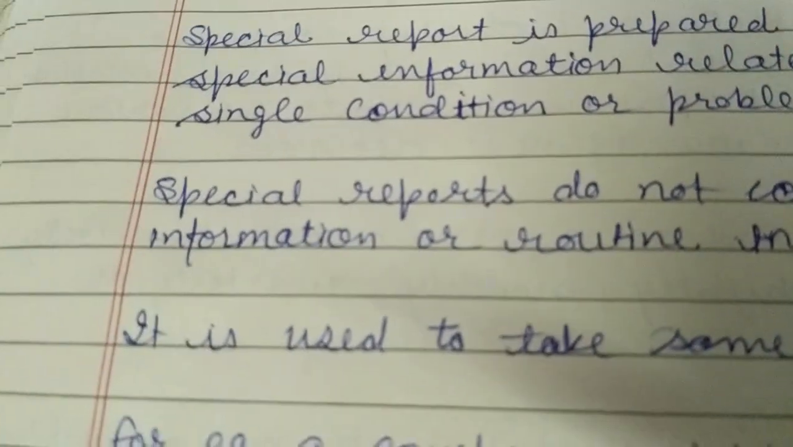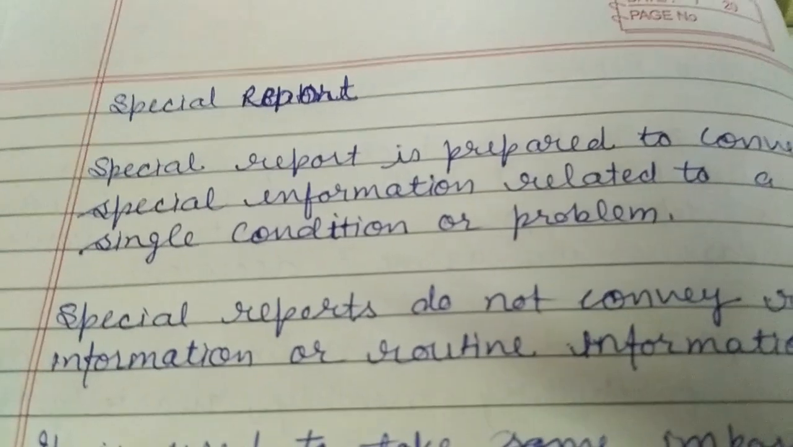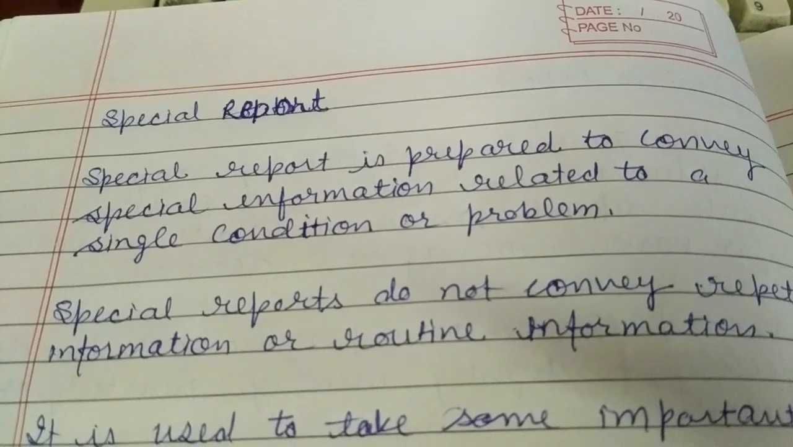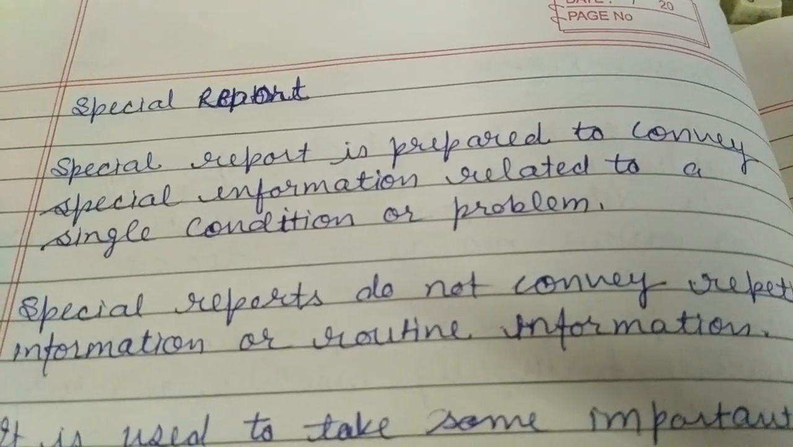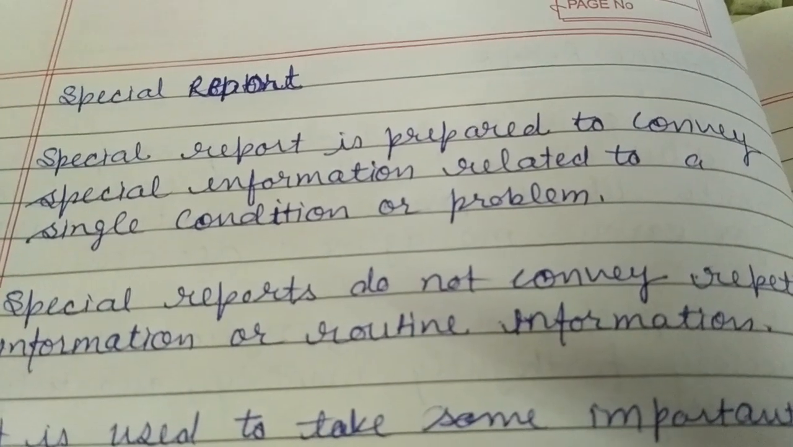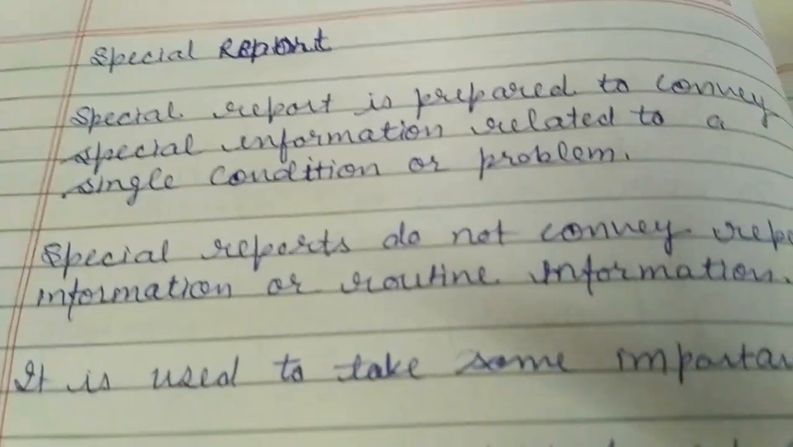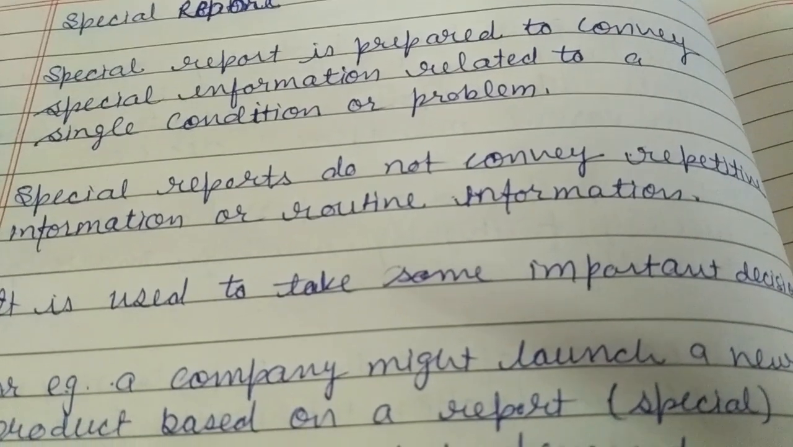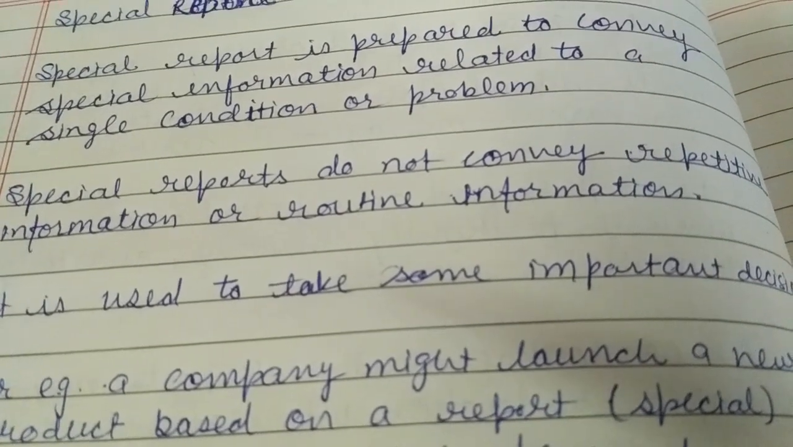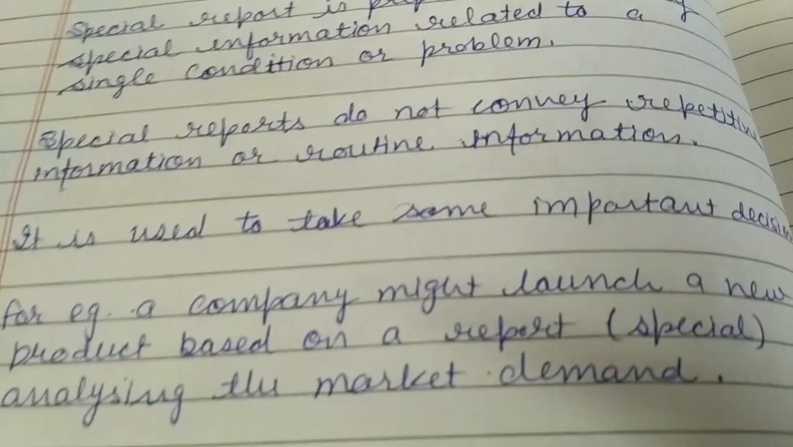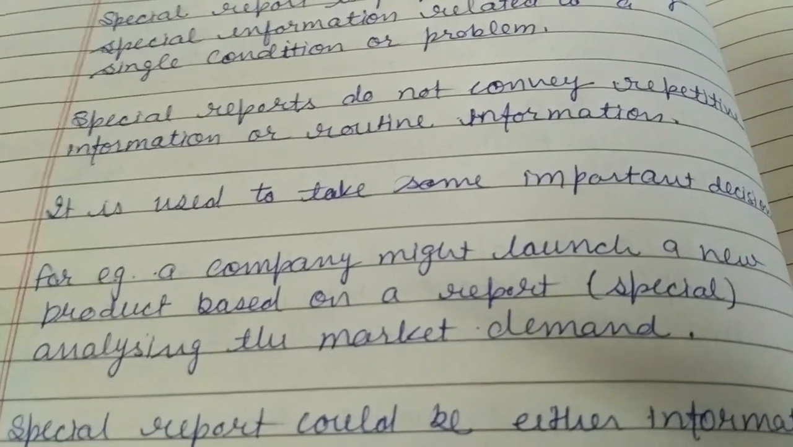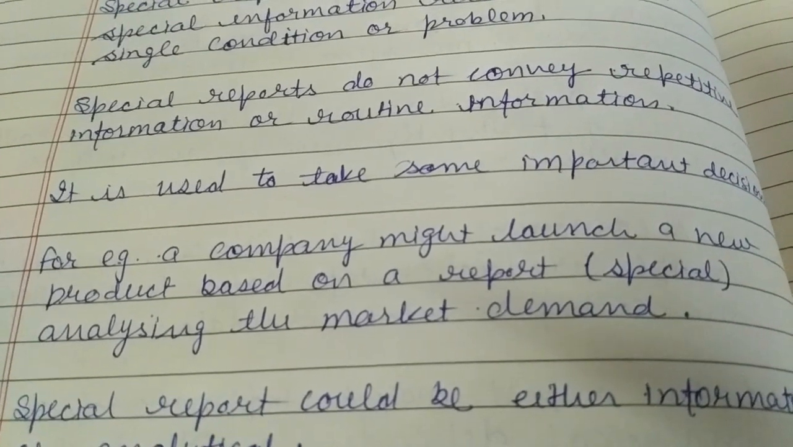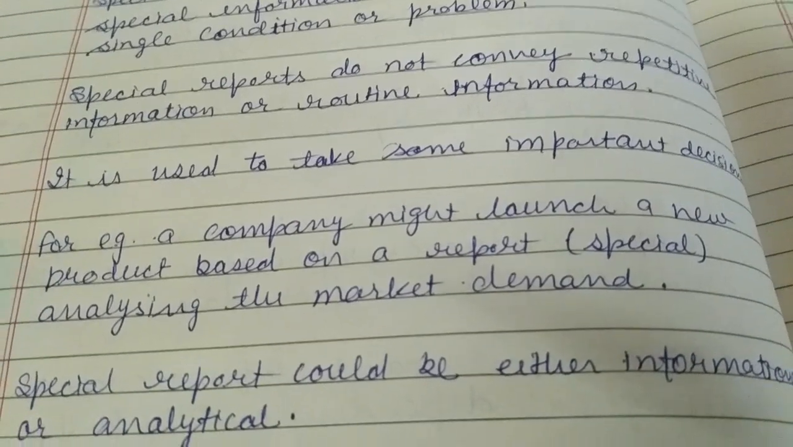Now, next is special report. Special report is prepared to convey special information related to a single condition or problem. So special report generally includes a specific problem, not many but a single problem. Special report doesn't convey repetitive information or routine information. So it doesn't require routine or repetitive matter. It is for a specific purpose. It is used to take some important decisions. So special report is actually made to take some important particular decision.